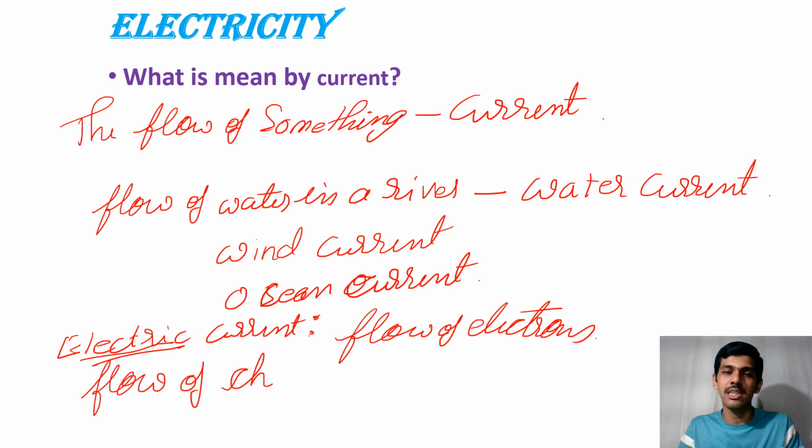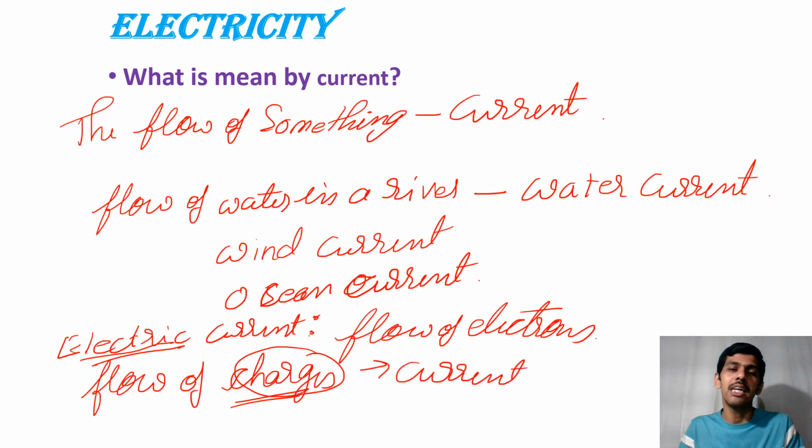So in general we can say the electric current is the flow of charges. In your previous classes you have discussed these charges in detail, about the structure of the atom and all that, so I'm not going to discuss the charges here. Flow of charges is called a current, and in specific it is called the electric current.